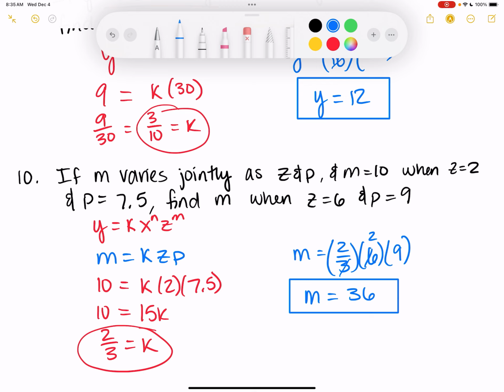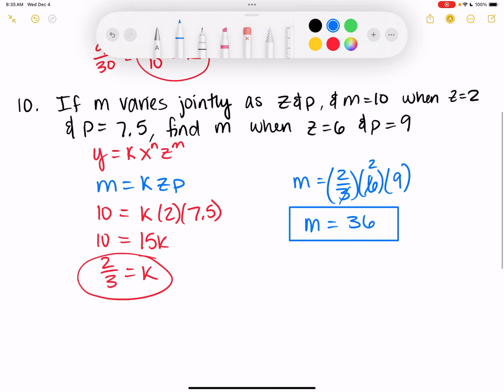Any questions on that one? All right, let's see, 12.